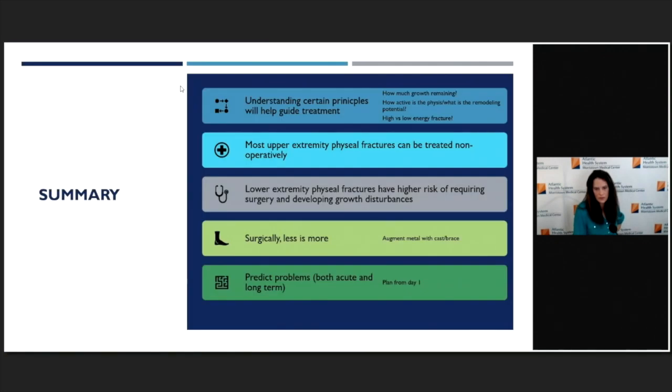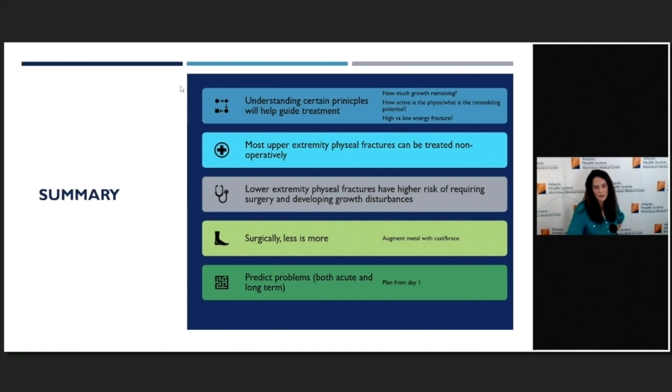So in summary, understanding certain principles about physeal injuries will help to guide treatment in terms of how much growth is remaining, what growth plate it is, and how bad the fracture was. We're a little bit more surgically based treating the lower extremity fractures versus the upper extremity. The lower extremity fractures have a higher risk of needing more stuff down the line because they have more problems.